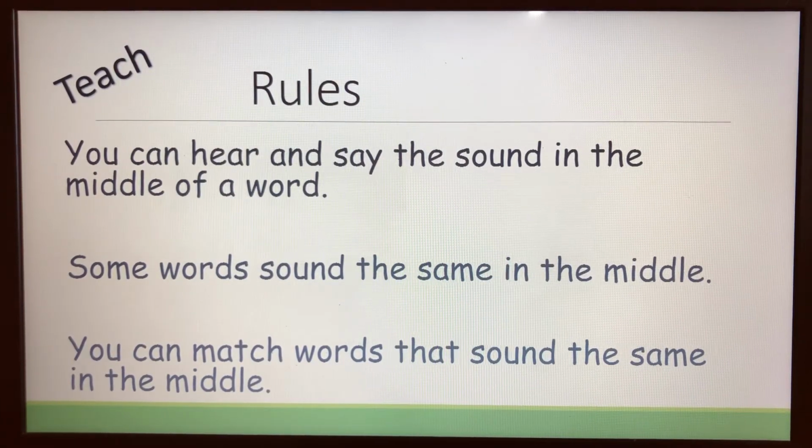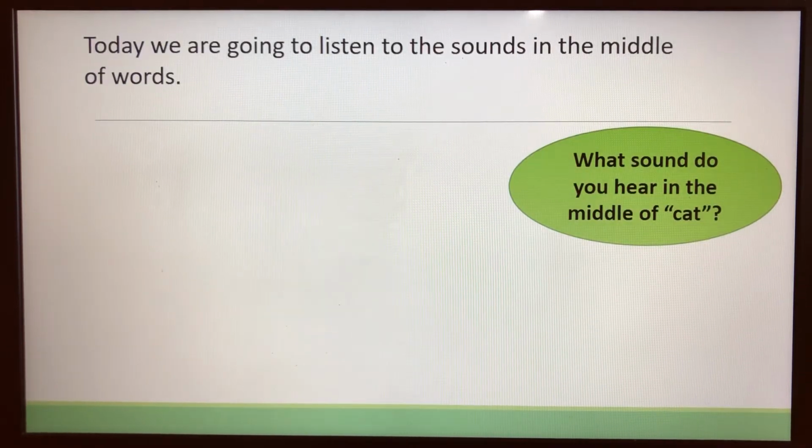Today's rules. You can hear and say the sound in the middle of a word. Some words sound the same in the middle. You can match words that sound the same in the middle. So we're going to listen carefully today to the sounds in the middle of words.